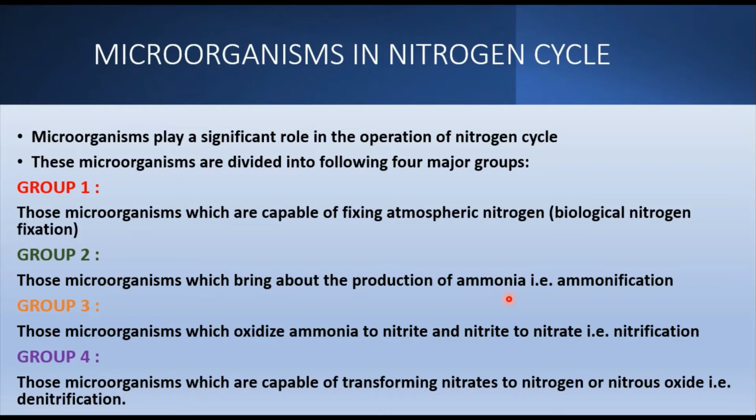That means from nitrogen they convert it into ammonia, and that process is called ammonification. Then moving to group 3, the microorganisms which oxidize ammonia to nitrite and from nitrite to nitrate. The process is called nitrification. Then coming to group 4, the microorganisms are capable of transforming these nitrates back to gaseous nitrogen or nitrous oxide, which is termed denitrification. So that's how these four groups of microorganisms play a very crucial role in the operation of the nitrogen cycle.